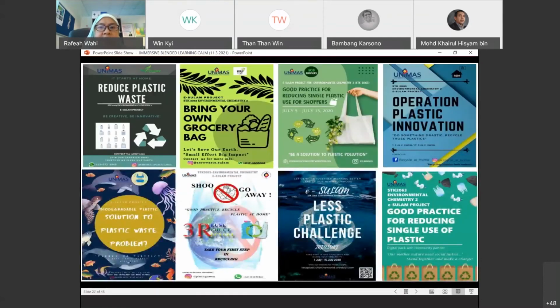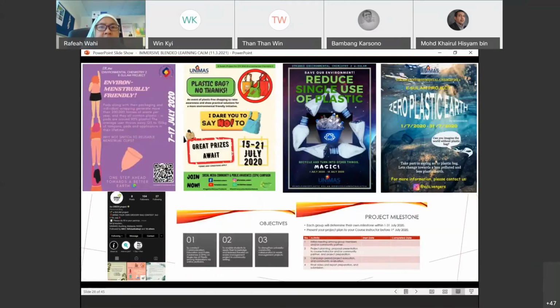So these are some examples of the e-SULAM projects. Some of them are dealing with online community, public online community in social media such as Facebook, Instagram, and some of them use websites. And another group of students, some 2 or 3 groups, deal with a real community partner. For example, small medium industry, canteen operators, and so on, right? So these are the things that they did for their SULAM project.